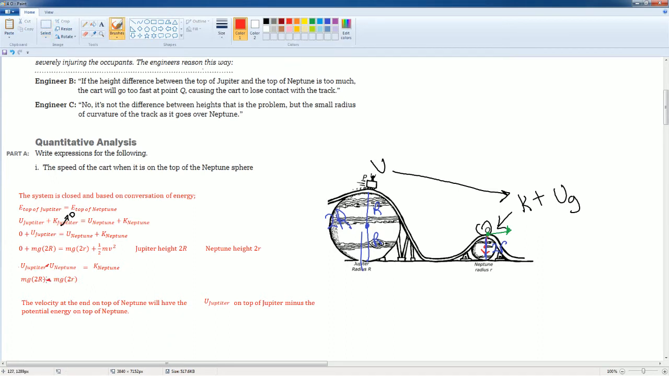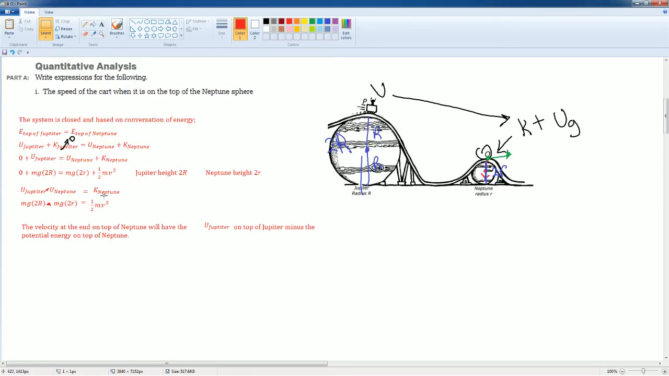So mg2 big R minus mg2 little r is going to be equal to 1/2 mv squared. There you go. So the velocity right here is going to be dependent on that. All right, good. Now we can take a look at the equation for it.